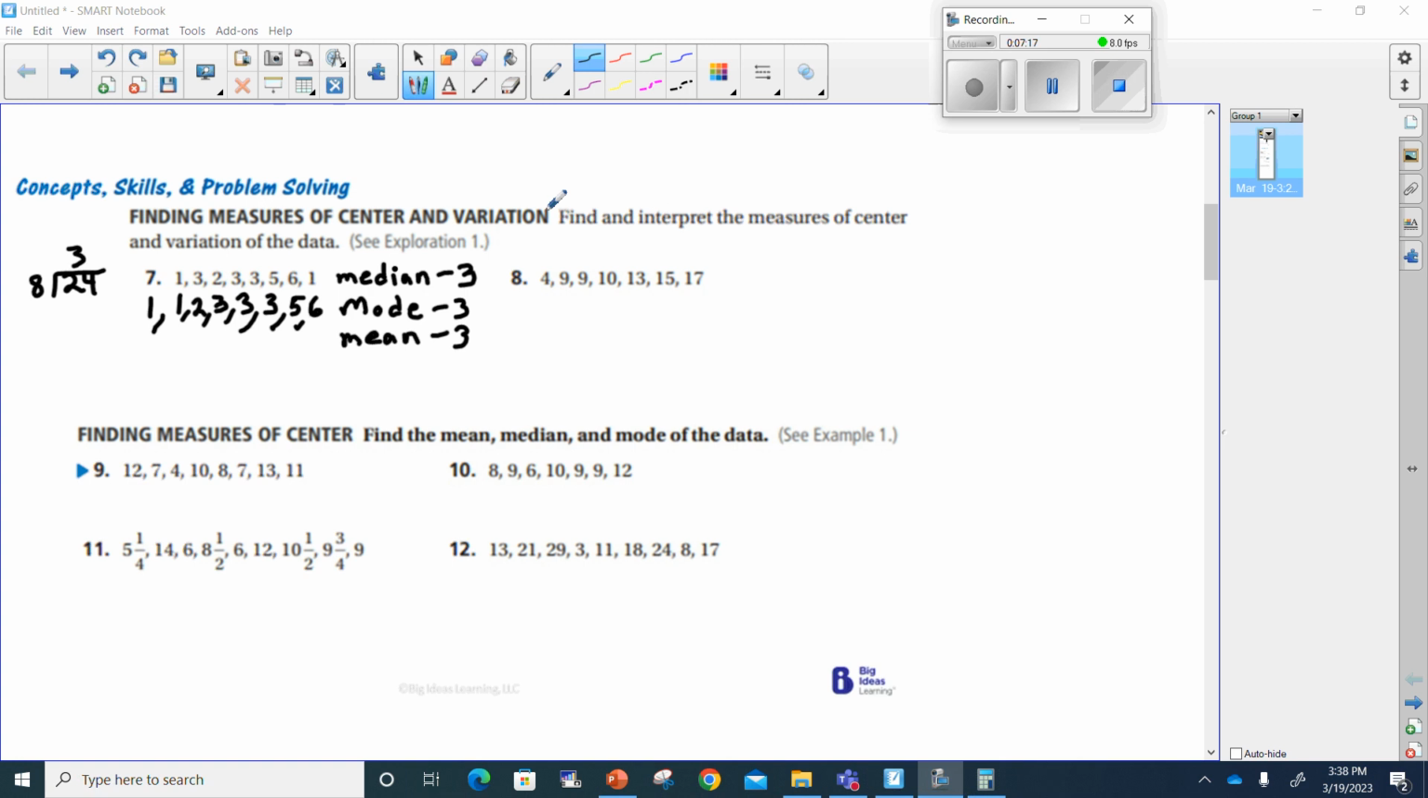All right, next let's check the range. The range is the biggest number minus the smallest number. 6 minus 1 is 5, so the range is 5.